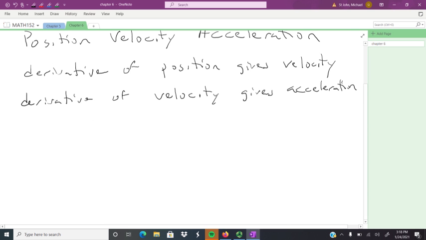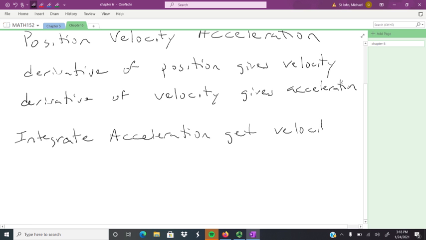And so then, if you do the other way around, if you integrate acceleration, you get velocity. And if you integrate velocity, you get position.